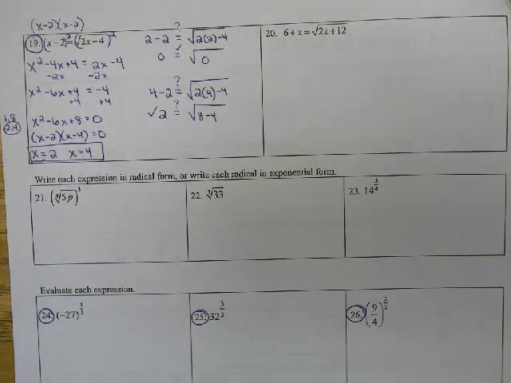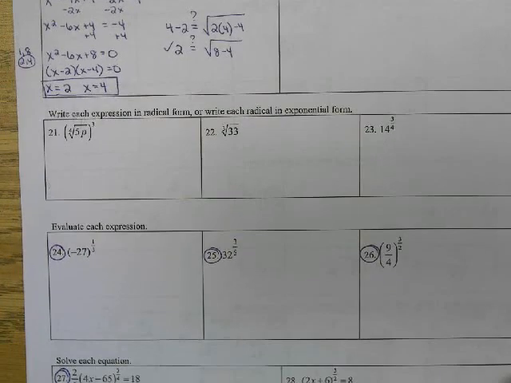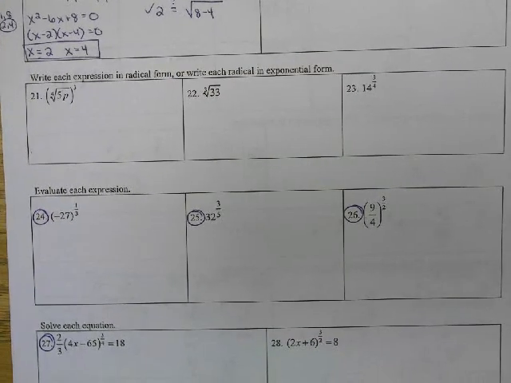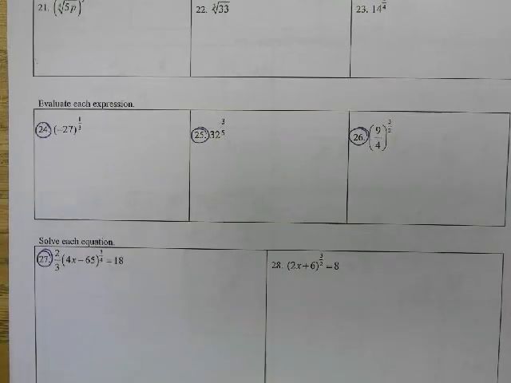Okay. 21 through 23 are similar to what you did on the first set. You're just rewriting them either in radical form or in exponential form. Now in 24 through 26, you are actually going to evaluate. You want to simplify these expressions.